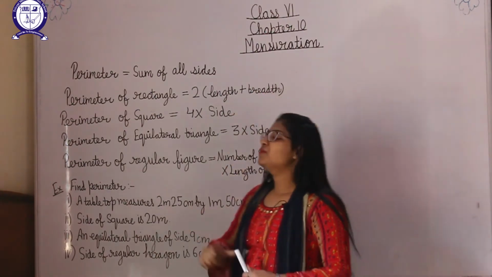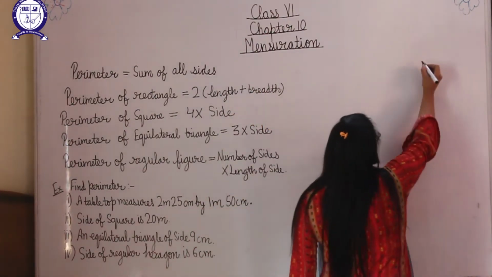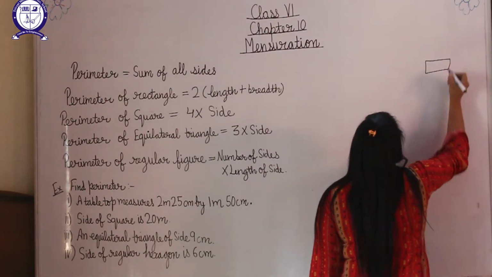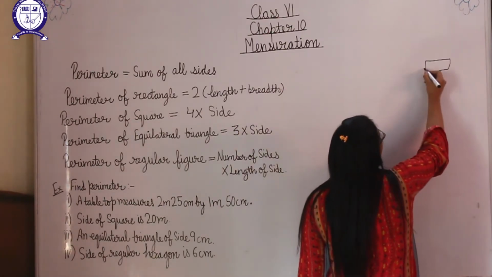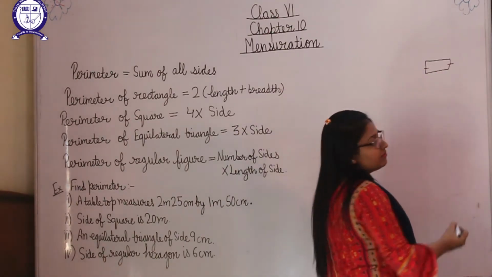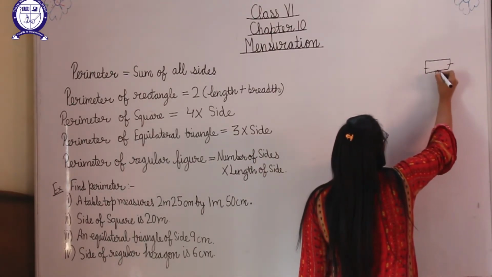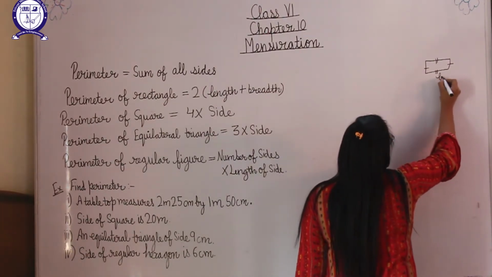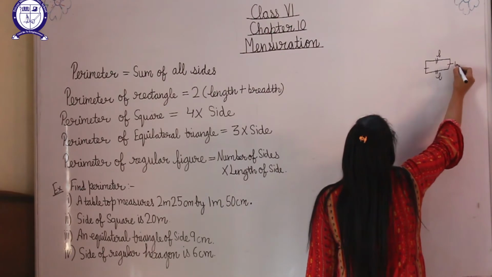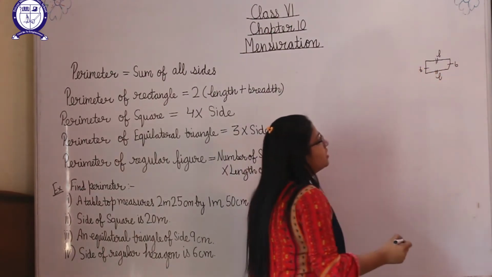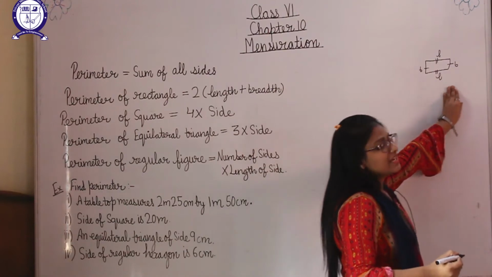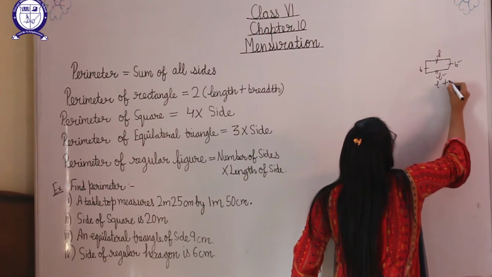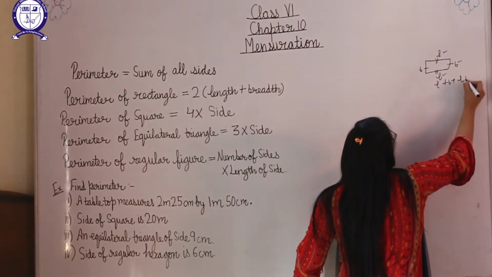Why this formula, students? Because as we know, suppose see here, this is a rectangle, right? So we know that the opposite sides are equal. This side will be equal to this side. Similarly, these two sides will be equal, right? If we are considering this as length, this will also be length. If we are considering this as breadth, this will also be breadth. So as I told you, the sum of all the sides is the perimeter. So here length plus breadth plus again length plus breadth.